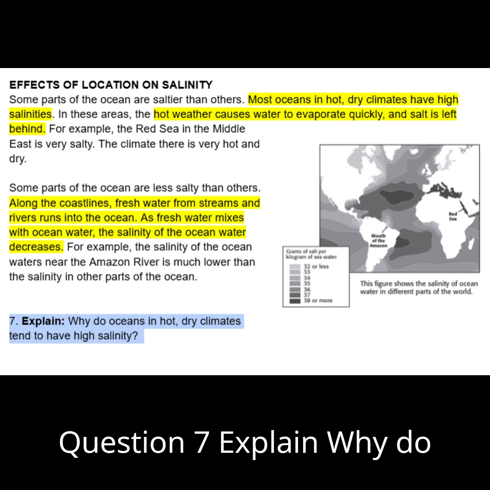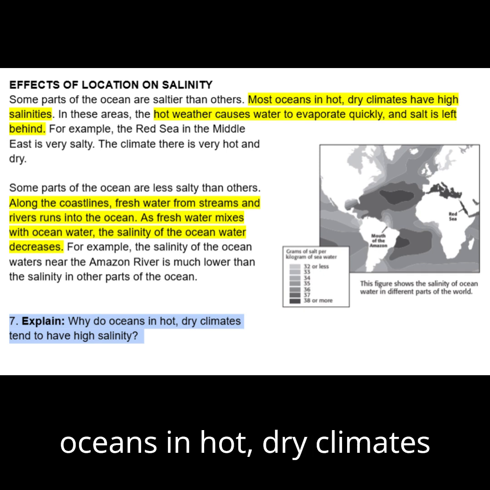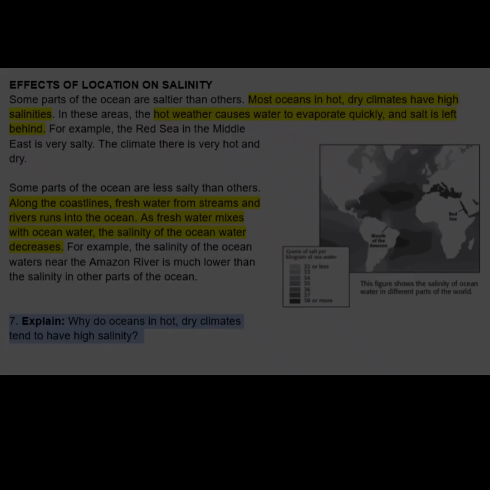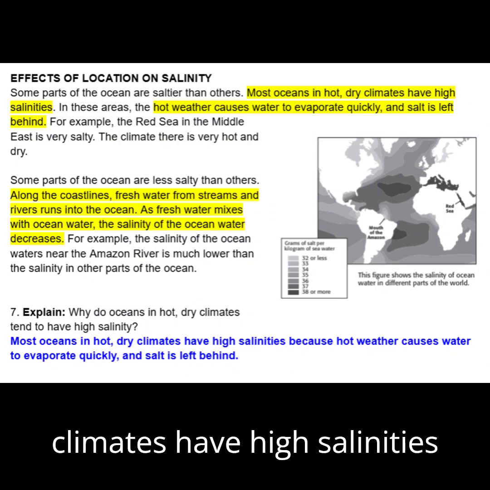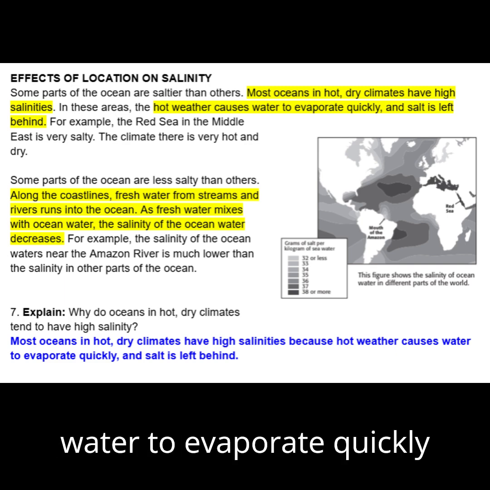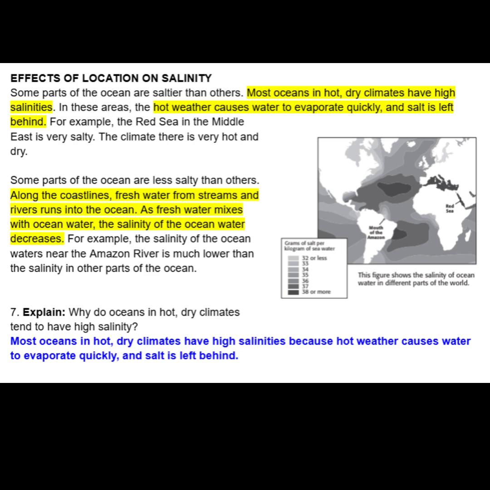Question 7. Explain. Why do oceans in hot, dry climates tend to have high salinity? Most oceans in hot, dry climates have high salinities because hot weather causes water to evaporate quickly, and salt is left behind.